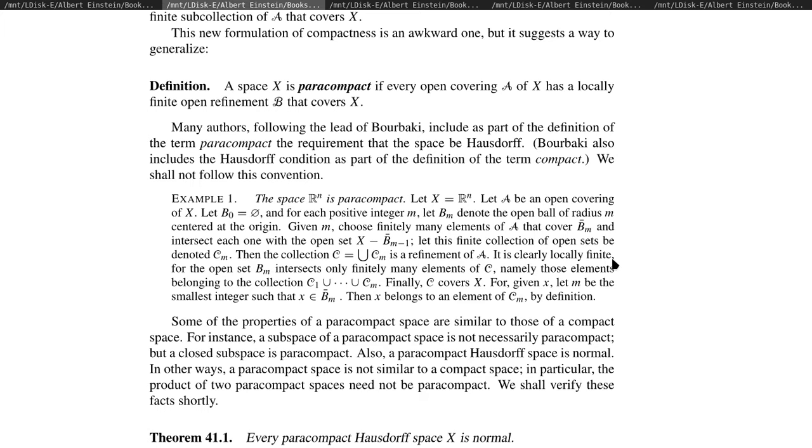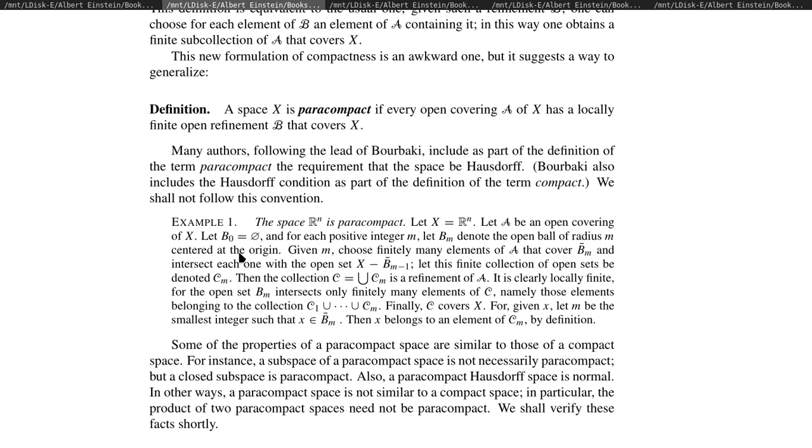Right, so you get this collection of open sets, then you take the union, and this union becomes the refinement of the covering, and it is locally finite, because it intersects only finitely many elements of this refinement, and your refinement covers the whole space. But yeah, so this is the paracompactness which we're going to need when we define what a manifold is.